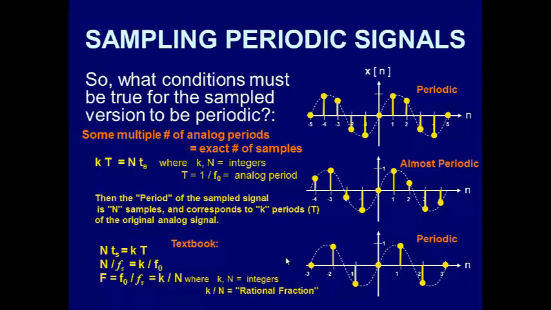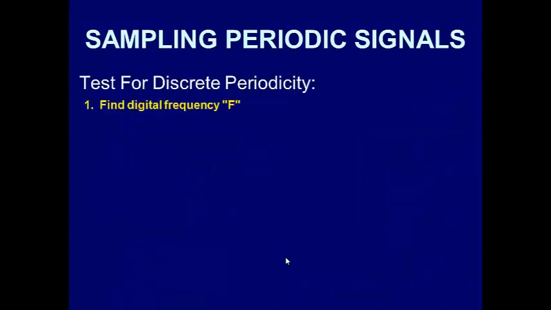Rearrange that as your textbook does. If these have to be equivalent, if we relate t sub s to the sampling rate and the period of the waveform to its fundamental frequency, replace the normalized frequency with the digital frequency, we find that if the digital frequency is a ratio of two integers, a rational fraction, k over N has to be a rational fraction. So if I can write the digital frequency as a ratio of two whole numbers, then my resulting signal is periodic. It's a mouthful for something that's actually pretty easy.